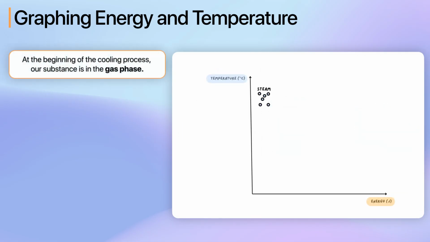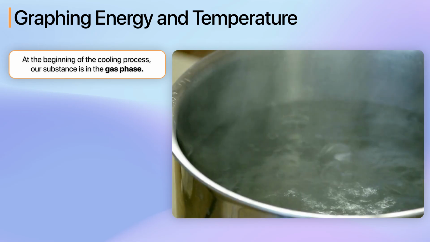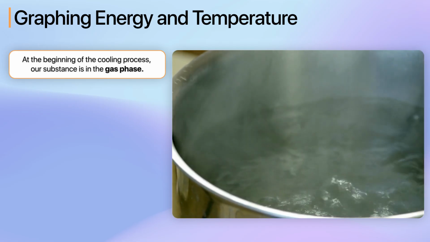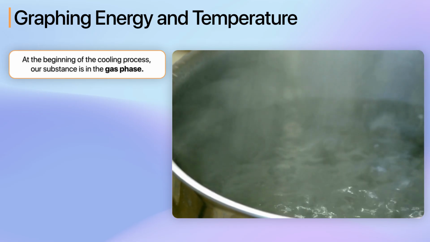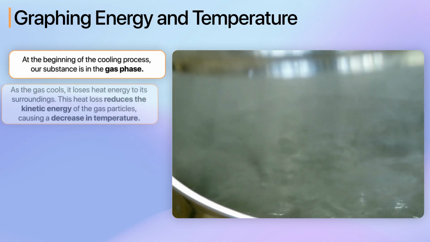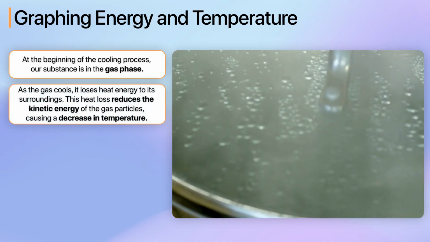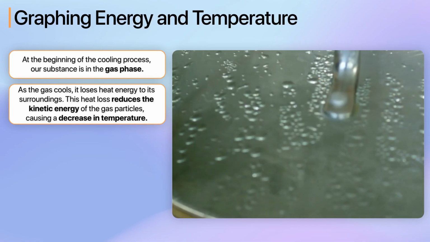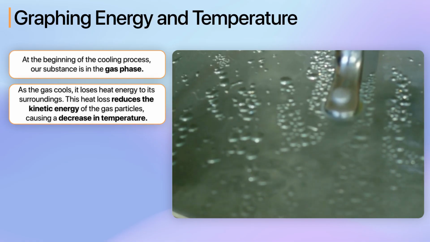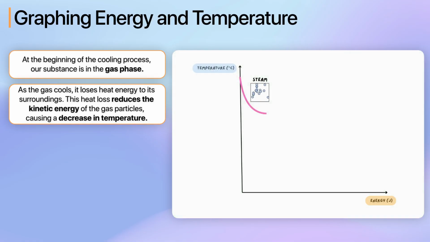At the beginning of the cooling process, our substance is in the gas phase. Imagine a saucepan of water that has been boiling and then taken off the heat. The steam represents the gas. As the gas cools, it loses heat energy to its surroundings. This heat loss reduces the kinetic energy of the gas particles, causing a decrease in temperature.